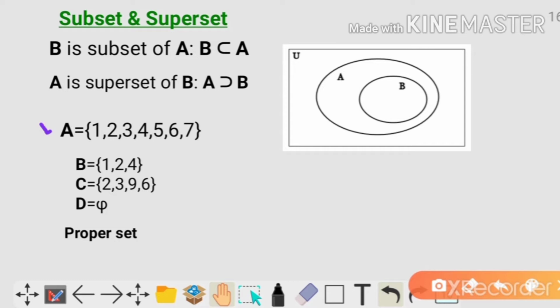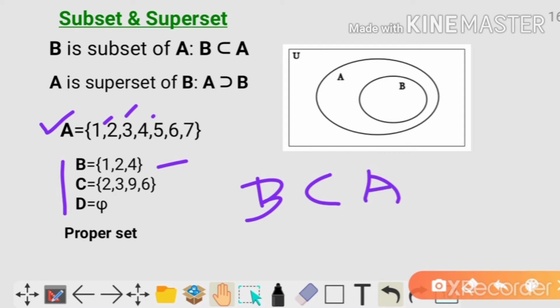Here, I have taken a set A, which consists of 7 elements: 1, 2, 3, 4, 5, 6 and 7, and there are 3 other sets. If you look at B, it contains 1, 2, 4 and all the elements of B are elements of A. 1 is in there, 2, 4. So here B is a subset of A because all the elements of B are in A.